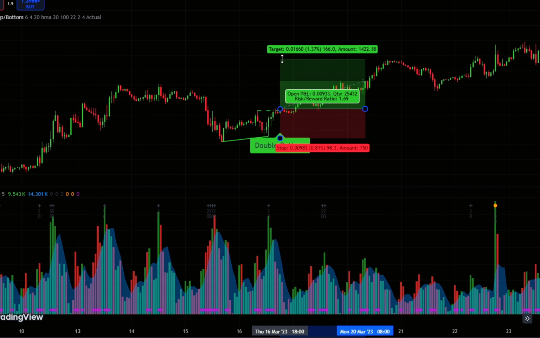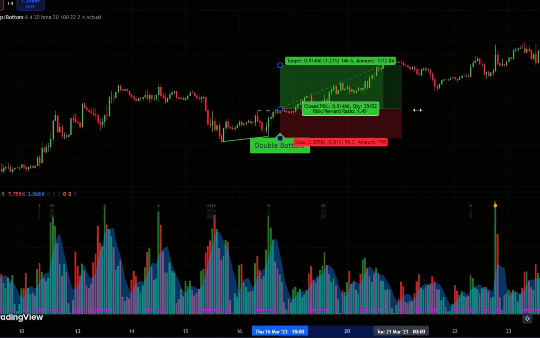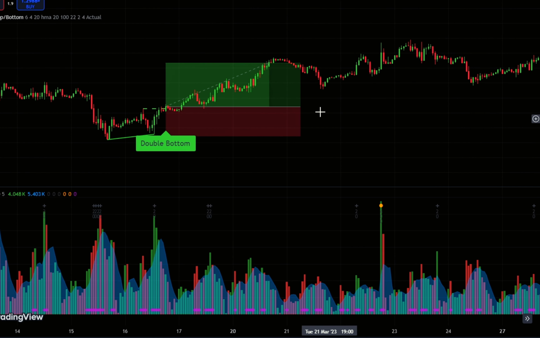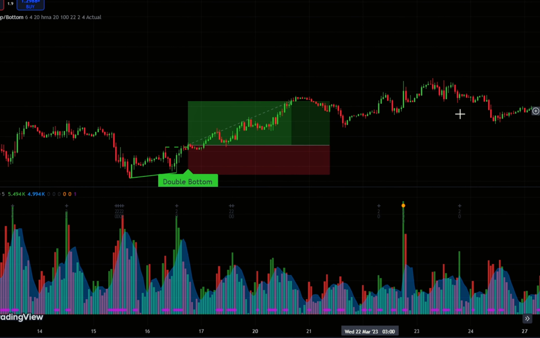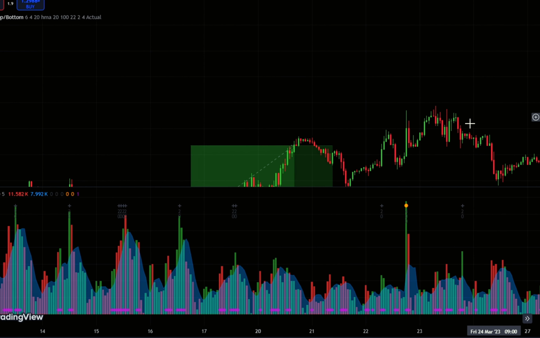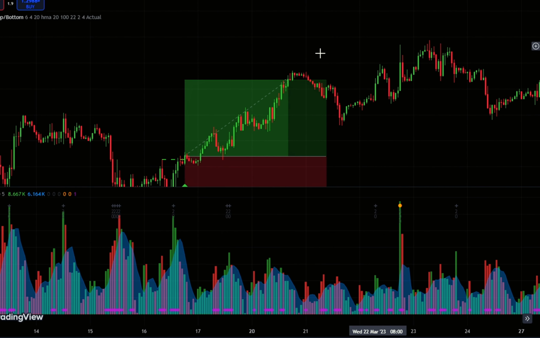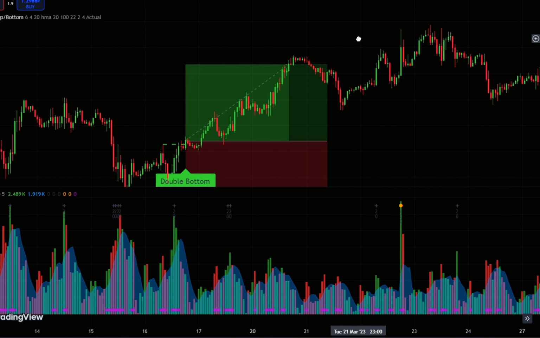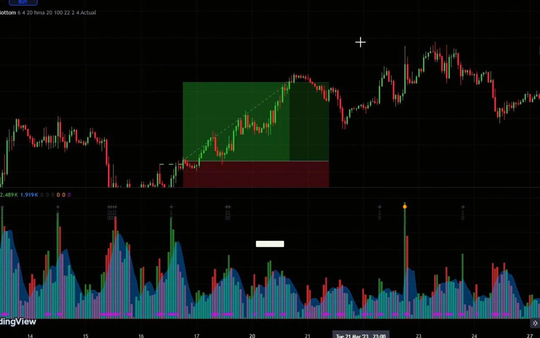Set stop loss. Position your stop loss just below the lowest point of the double bottom. This limits your risk if the trade goes against you. Set take profit. Again, use a risk-to-reward ratio of 1 to 1.5 for your take profit. For instance, if your stop loss is 10 pips below your entry, your take profit should be set 15 pips above your entry. This strategy helps maximize profits while controlling risk.